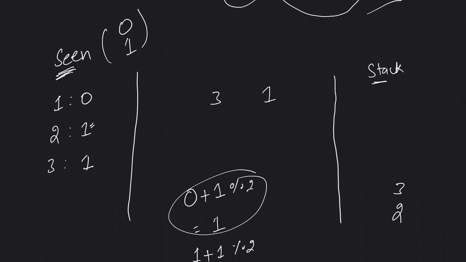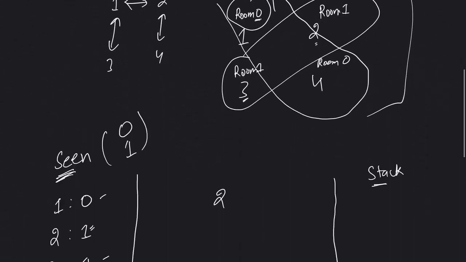And now I need to check whether 3 and 1 are in different rooms or not. If they are not in different rooms, then I am going to return false. And 3 and 1 are in different rooms. So okay, we move ahead. I popped and I got 2. Now I will check for person 2, who does not like persons 1 and 4.